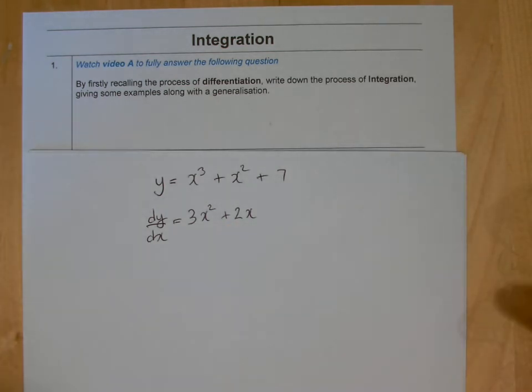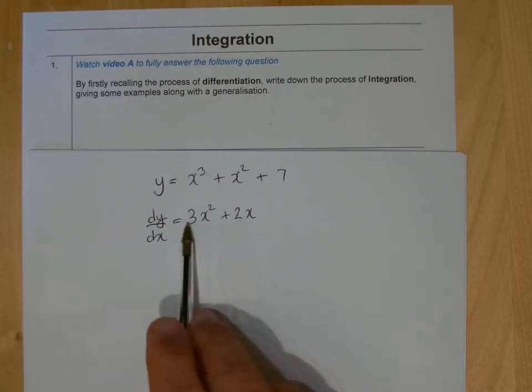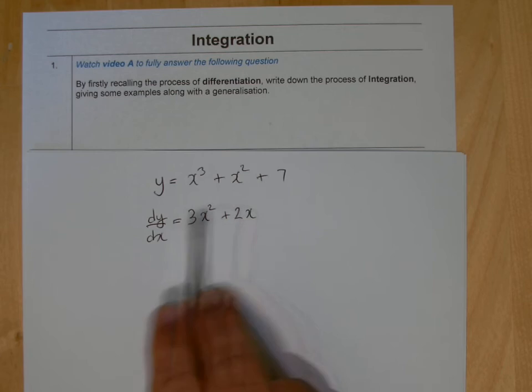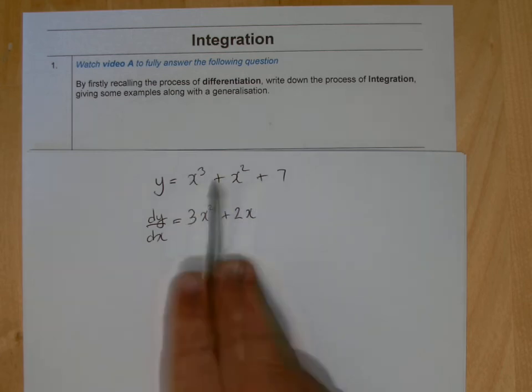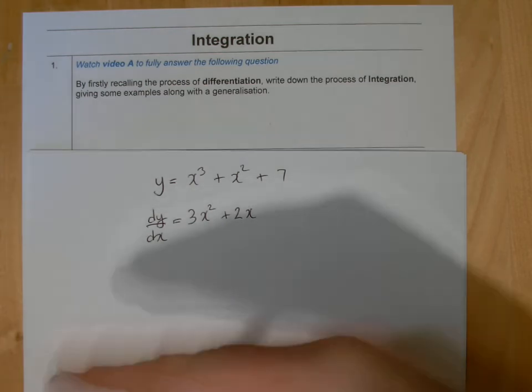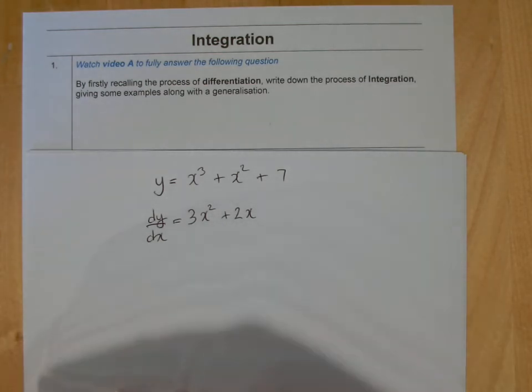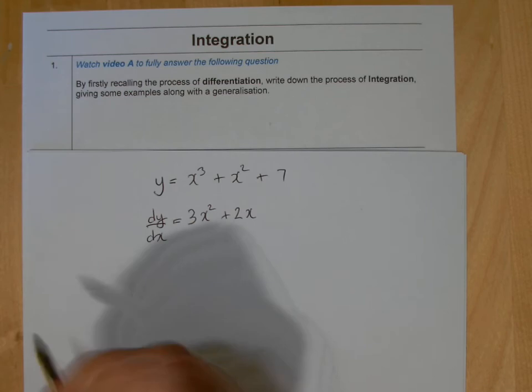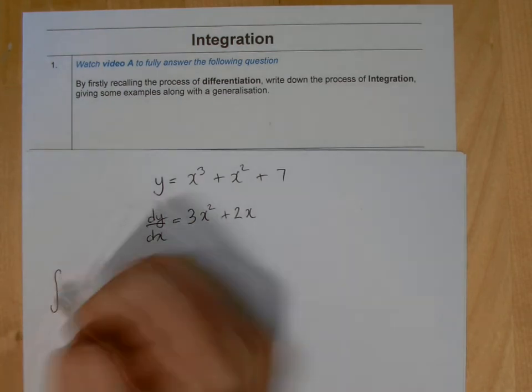So what is integration? Quite simply, integration is the opposite. We reverse the process, and reversing the process should get you back to where we started. Suppose I've got this and I want to get back to where I started from. I'd need to integrate, to do the opposite of differentiation. And to do that, we use this symbol.